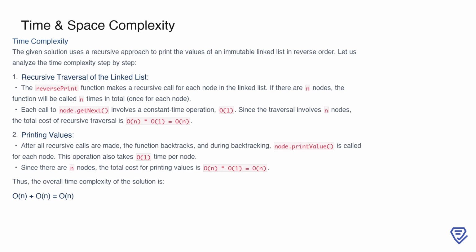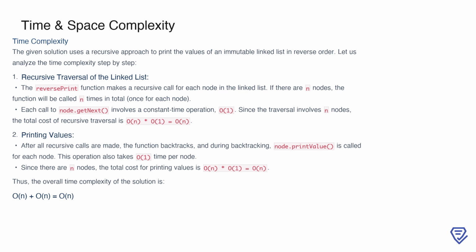To analyze the time complexity of the recursive solution, we start by looking at the recursive traversal. The function makes a recursive call for each node in the linked list. If there are n nodes, this results in n recursive calls. Now, since each call to node.getNext is a constant time operation, O(1), the total cost for traversing the entire list becomes O(n) times O(1), which simplifies to O(n).